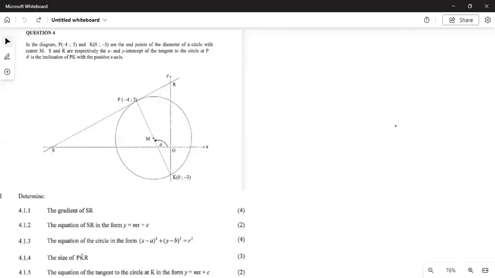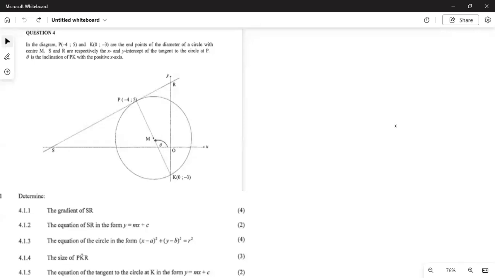Question 4.1.3: we want to determine the equation of the circle in the form (x - a)² + (y - b)² = r². If you look at your answer sheet, they have 3 ways in which they did this. The first 2 ways, there's actually no difference between them. The last one is definitely different from the first 2, but the first point is always the same.